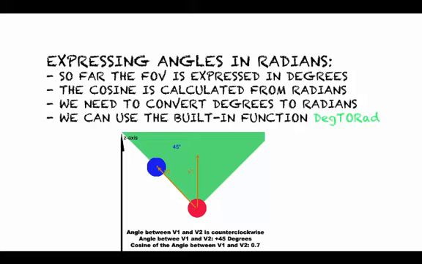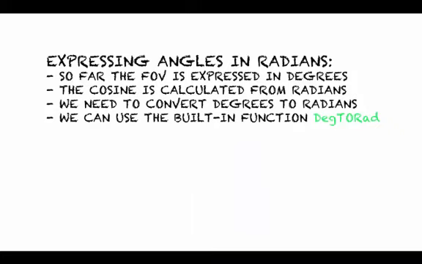So we effectively know that for the NPC to detect the player, or the player to enter the field of view of the NPC, the cosine of the angle between v1 and v2 should be comprised between 0.7 and 1.